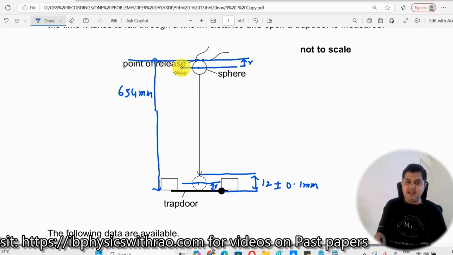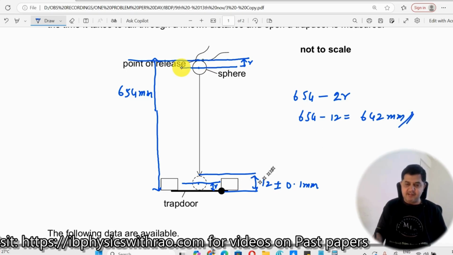So your net distance from here to here would be 654 minus 2 times r, right? This is what it is. Where is the value of r? The value of r can be determined from here. What is the value of d here? D is 12 millimeter. So 2r is equal to 12. So I will write 654 minus 12, which is equal to 642 millimeter. This should be your answer.